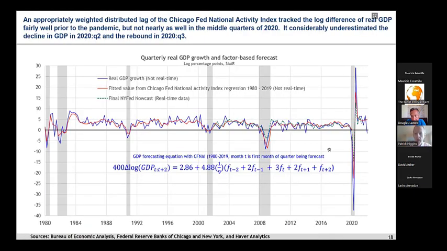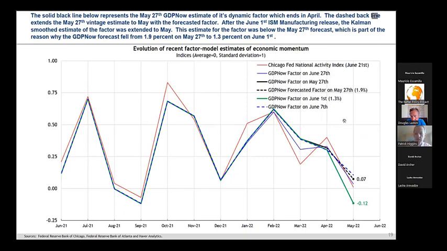And then once you had the ISM manufacturing release, essentially you compute a partial Chicago Fed National Activity Index with just the ISM manufacturing index indicators and a handful more that have been released at that time, and use the Kalman filter and smoother essentially.